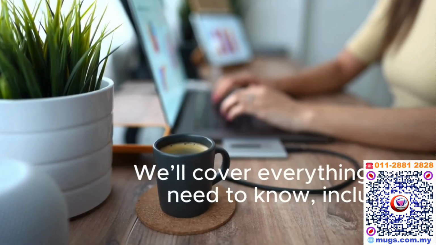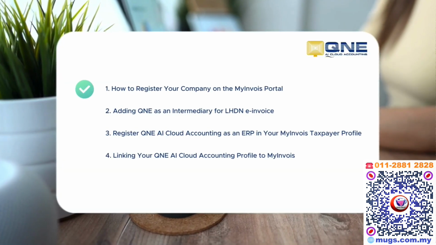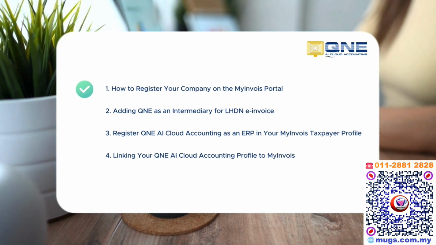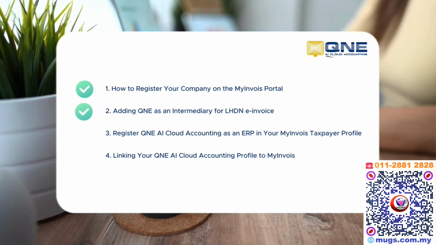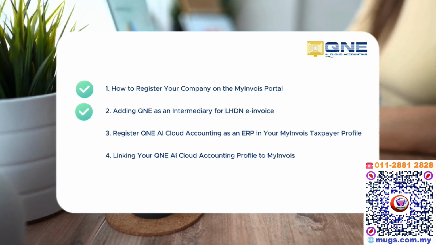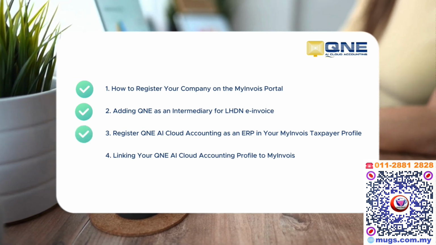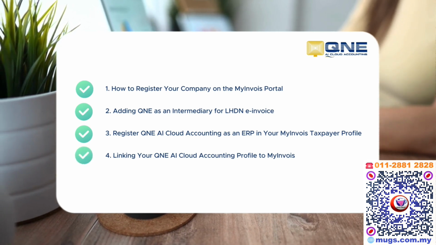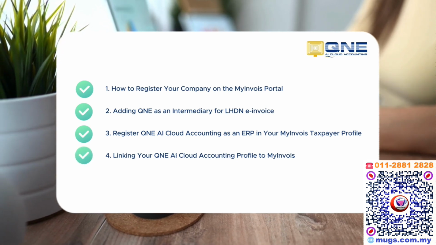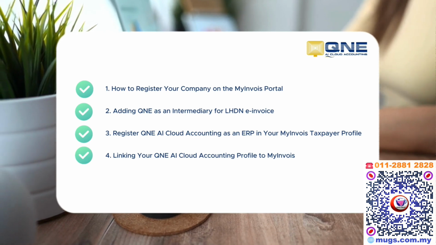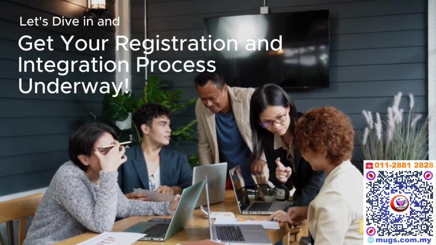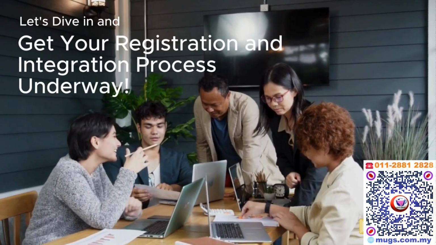We'll cover everything you need to know, including: 1. How to register your company on the MyInvoice portal. 2. Adding QNE as an intermediary for LHD and E-INVOICE. 3. Register QNE AI Cloud Accounting as an ERP in your MyInvoice taxpayer profile. 4. Linking your QNE AI Cloud Accounting profile to MyInvoice. Let's dive in and get your registration and integration process underway.